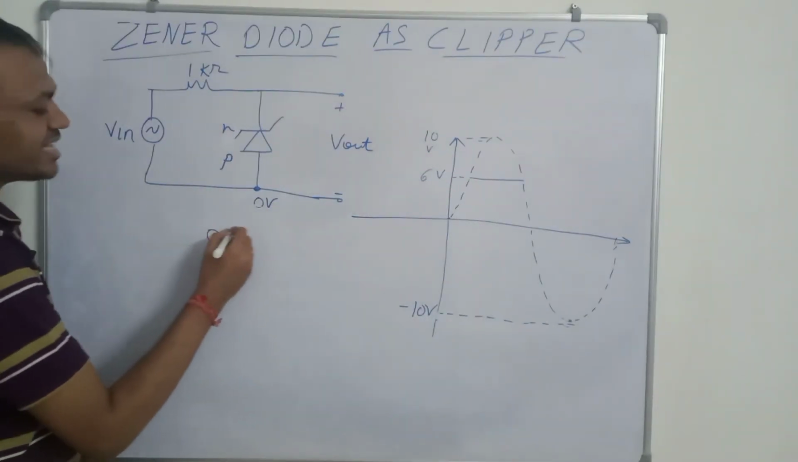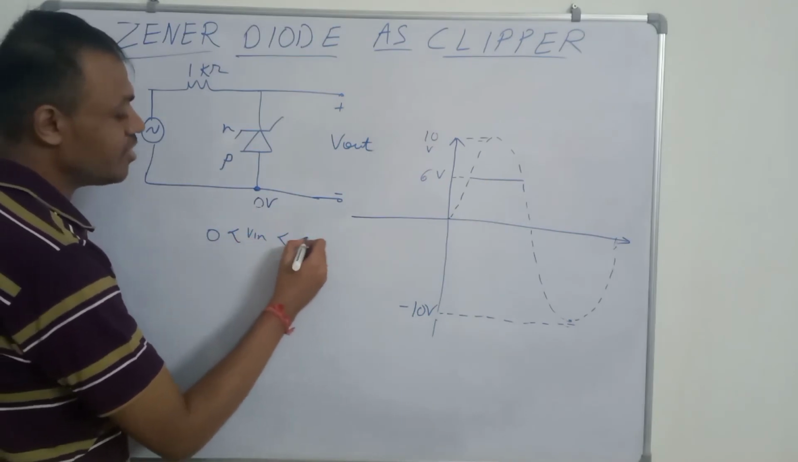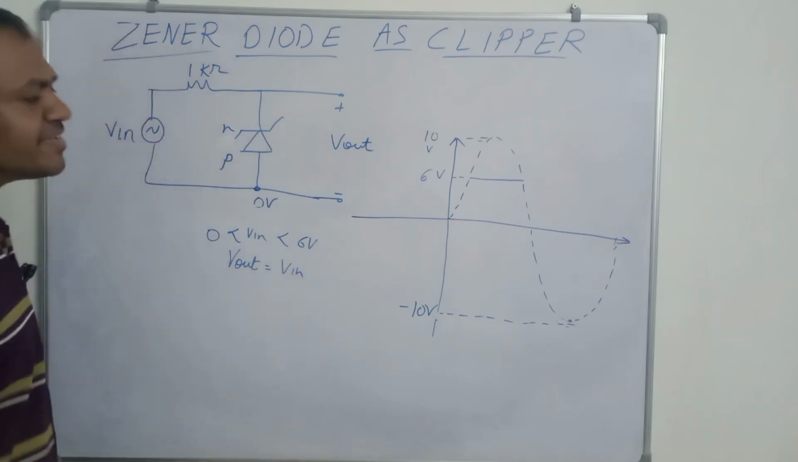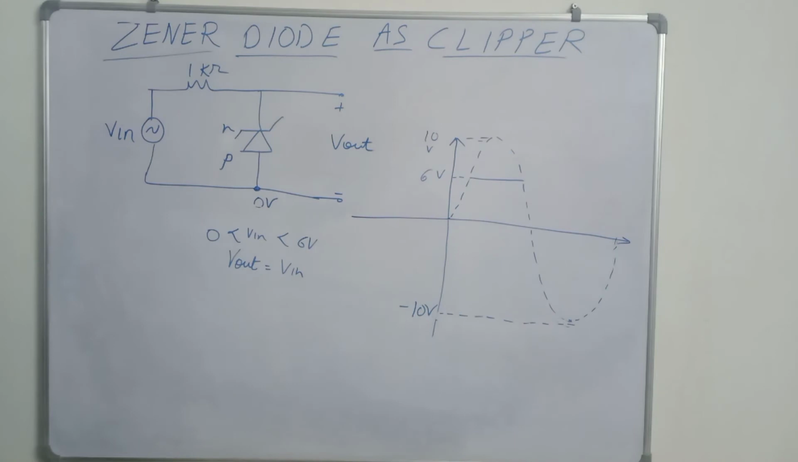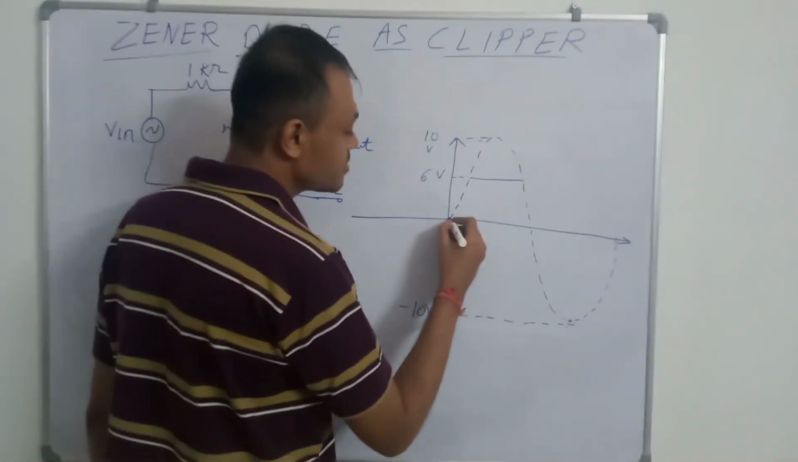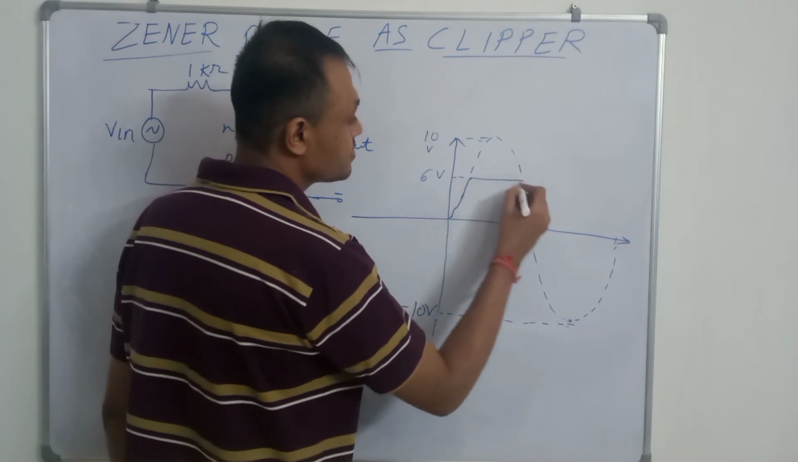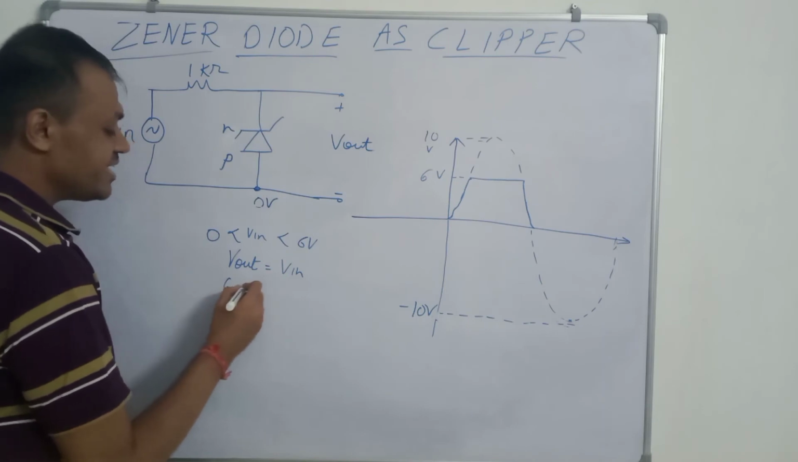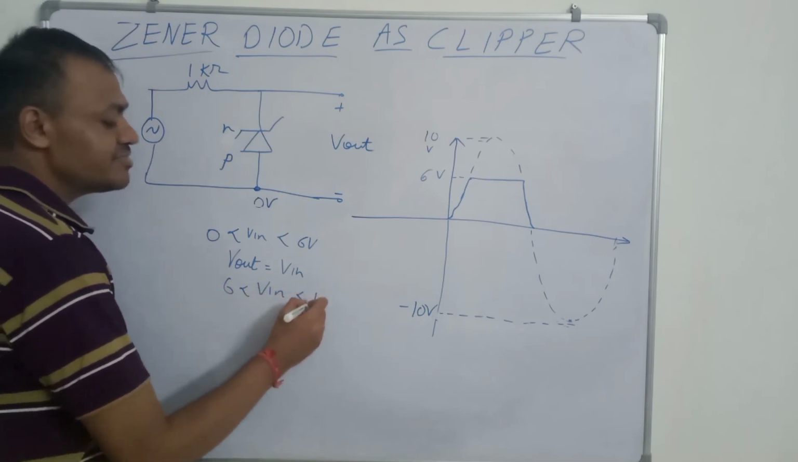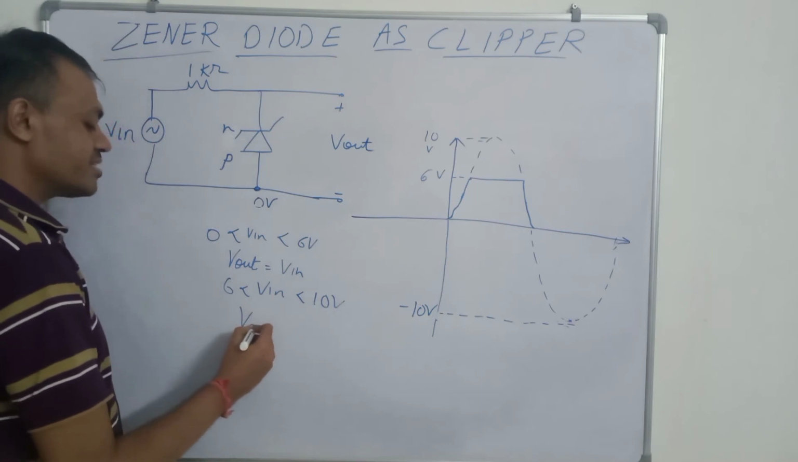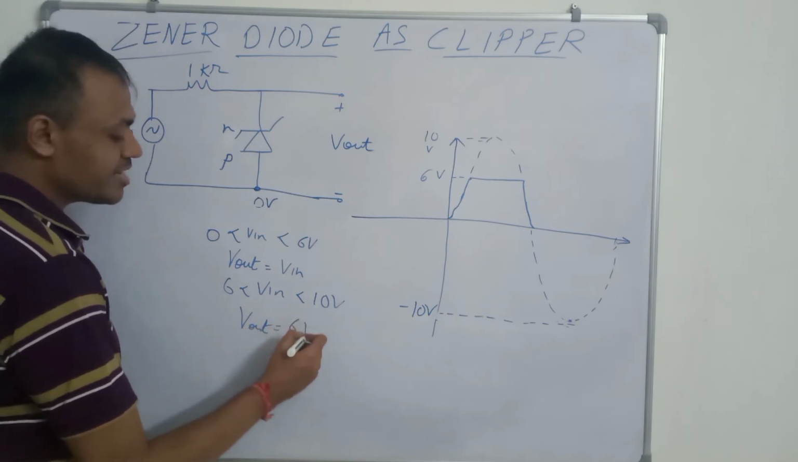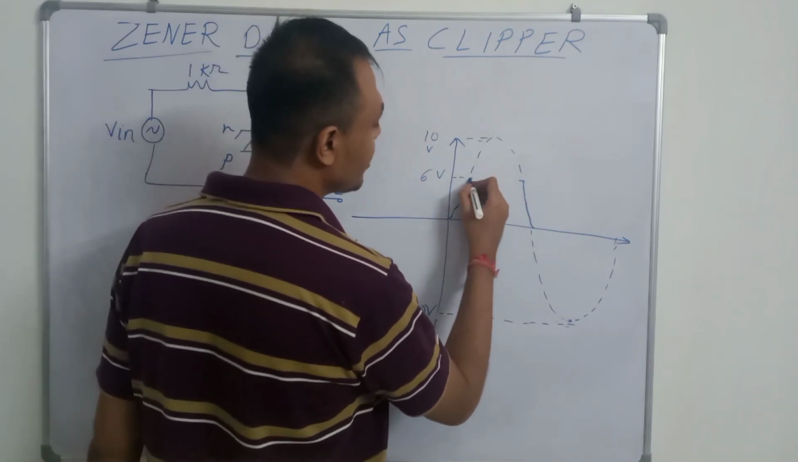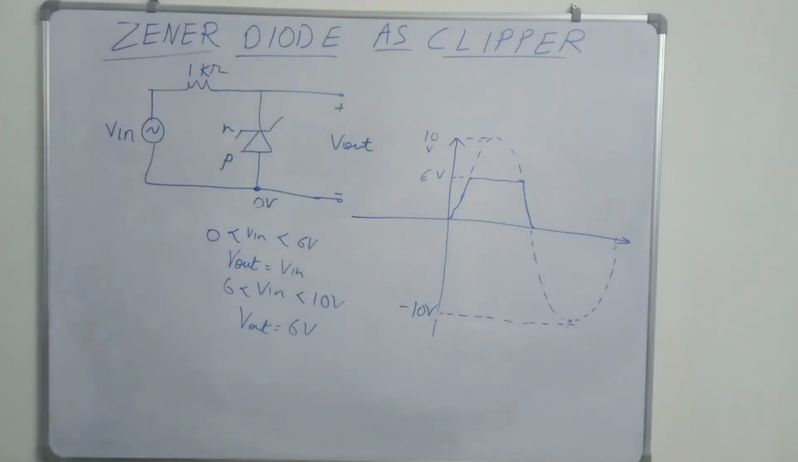For V in between 0 and 6 volt, V out is equal to V in. So V out will exactly follow the input voltage, and the curve will be like this. If V in is between 6 volt and 10 volt, then V out will be fixed at 6 volt. So this is the curve for output voltage and input voltage for the positive input cycle.